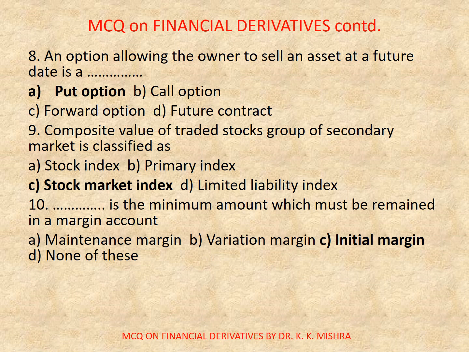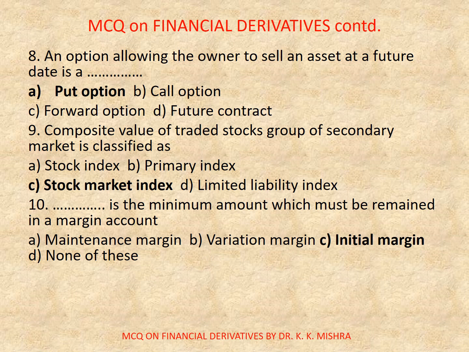Question number 9. Composite value of traded stocks group of secondary market is classified as. Options are A. Stock index, B. Primary index, C. Stock market index, D. Limited liability index. Correct option is C. Stock market index.